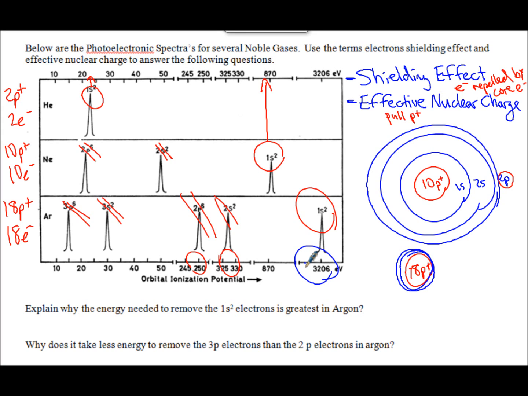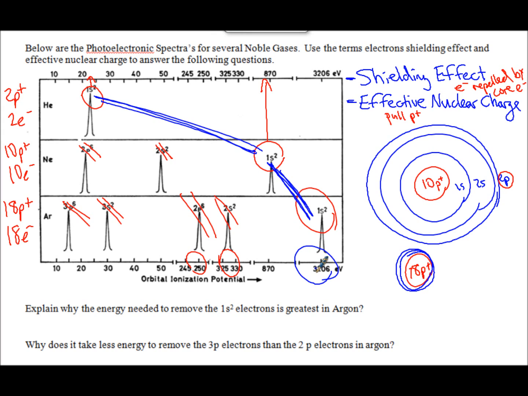Let's also look at this. As we go from helium, these are all 1s. Why do we have 20, 870, 3,200? That is the effect of nuclear charge. That increase on the 1s is all based on the effect of those protons pulling the electrons in. 18 protons have drastically more pull than just 2 protons.